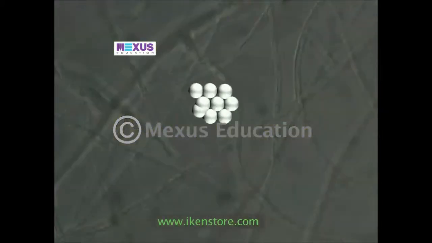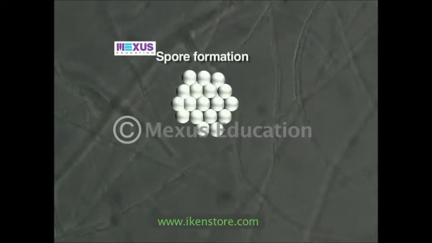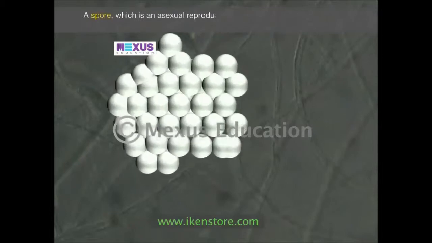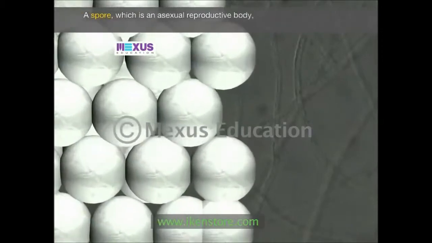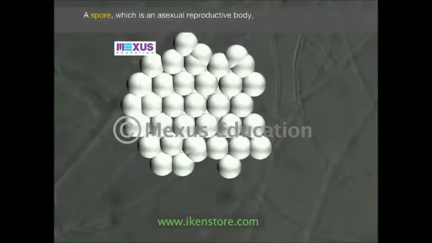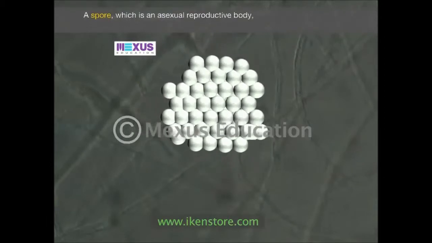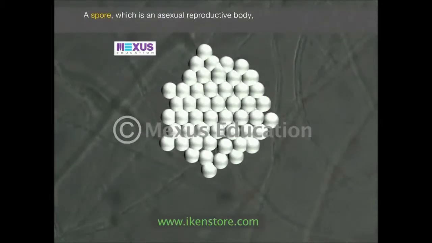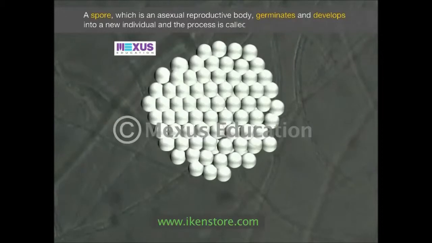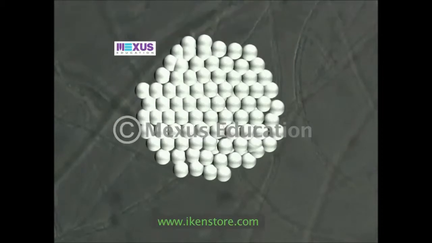The last type of asexual reproduction that we are going to discuss is called spore formation. Spores are asexual reproductive bodies. Each spore is covered by a hard protective coat to withstand unfavorable conditions such as high temperature and low humidity. A spore germinates and develops into a new individual. This process is called spore formation.